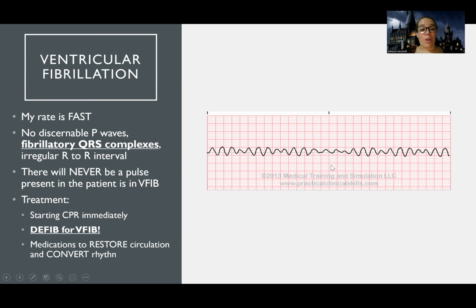They have fibrillatory QRS complexes. Now you may be wondering what's the big deal here, because I didn't worry that much about AFib. If the top of my heart's fibrillating, I'm still getting some blood forward.